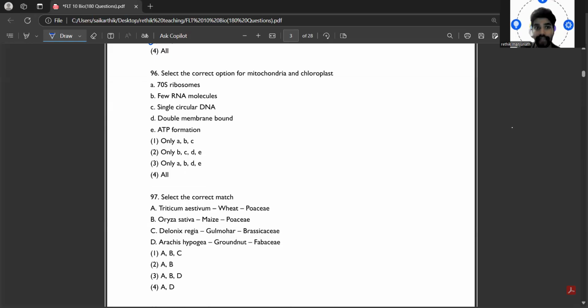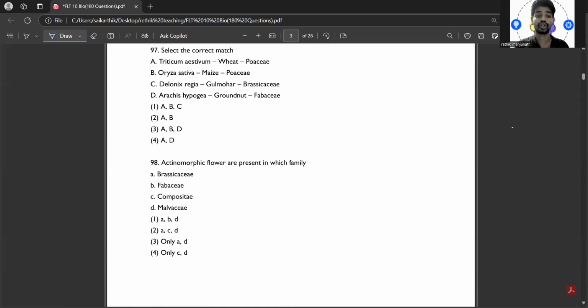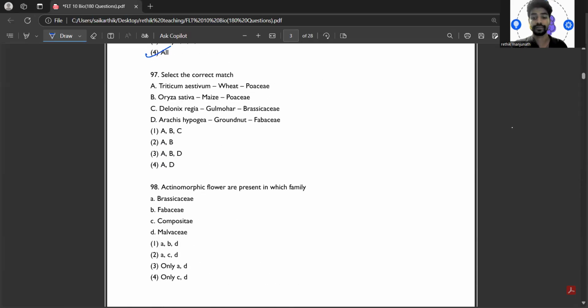The 96th question says select the correct options for mitochondria and chloroplast. So yes, you have to select the proper answer. It could be all of them, because mitochondria and chloroplast have 70S ribosomes, a few RNA molecules, single circular DNA, yes, double membrane bounded, yes, and ATP formation we also usually observe.